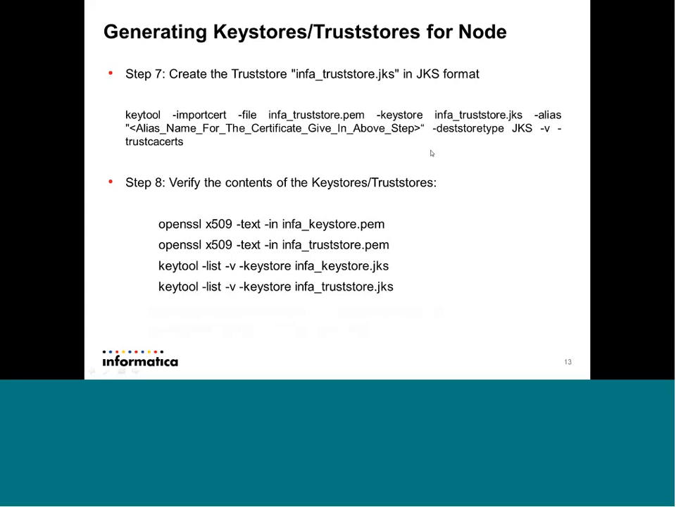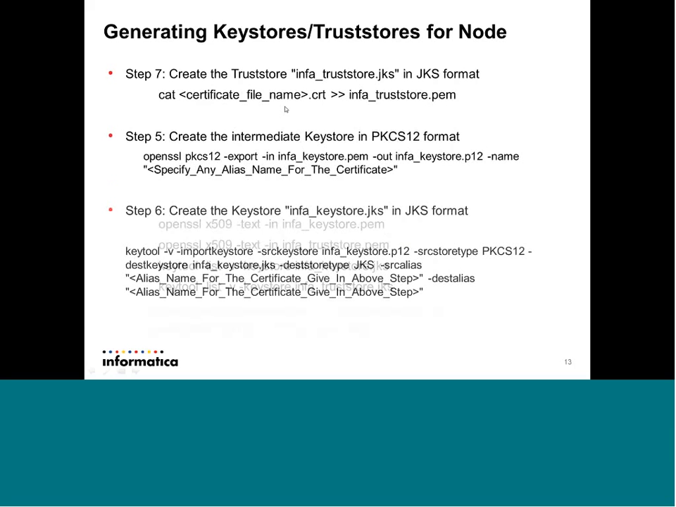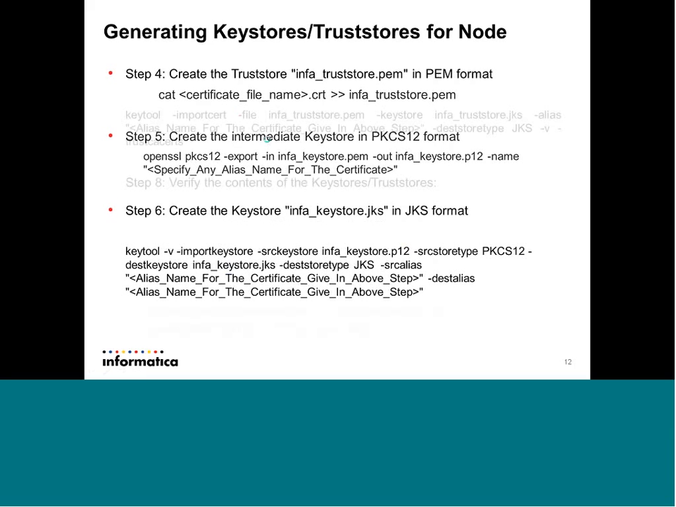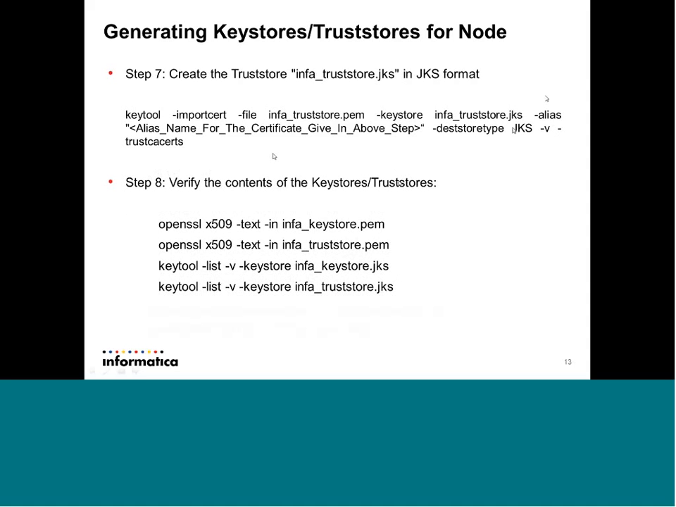There is no separate -truststore option. We'll have to remember this because there are no different options for generating keystores and truststores. Only the process differs, but the format of the files is the same. So even the truststore we will call a keystore here, and we'll specify info_truststore.jks, and we'll specify the alias name of the certificate that we specified in step 5, and import the certificate into this truststore.jks.